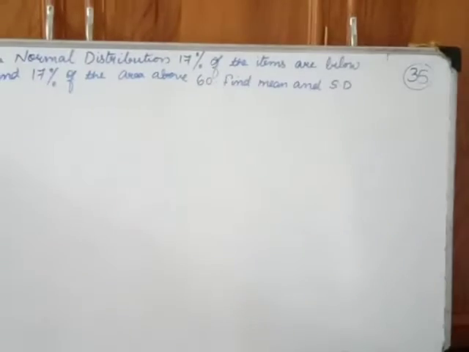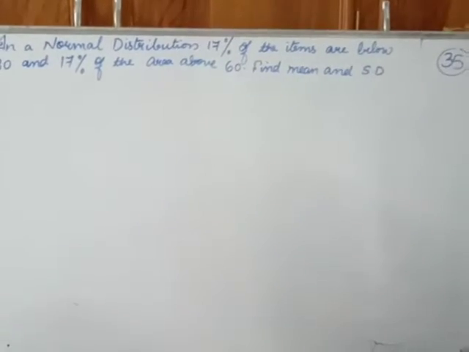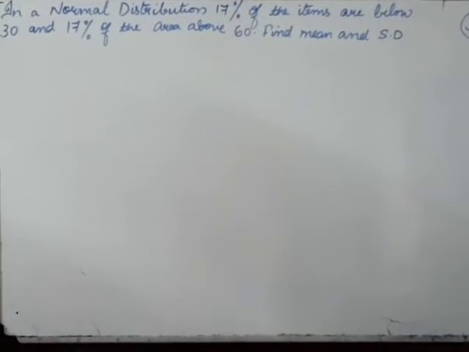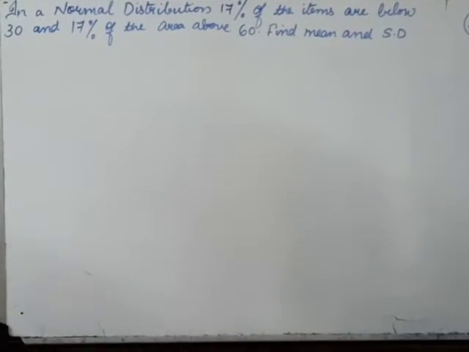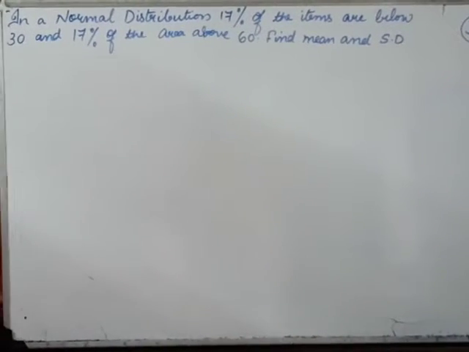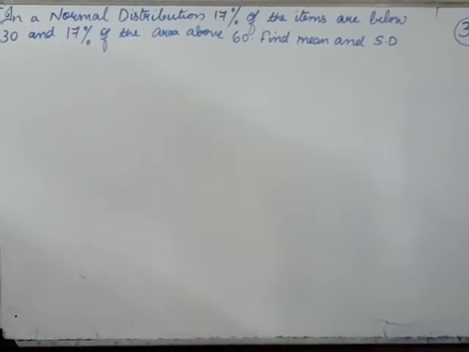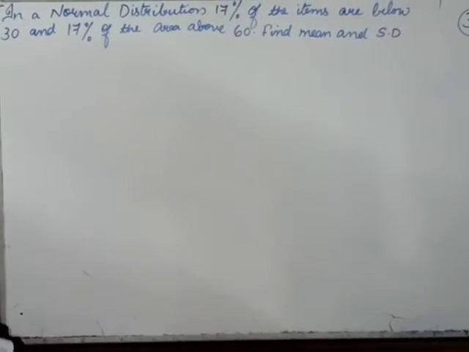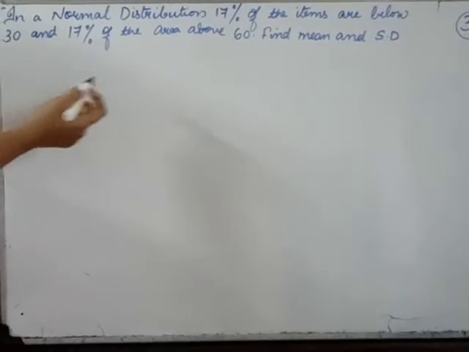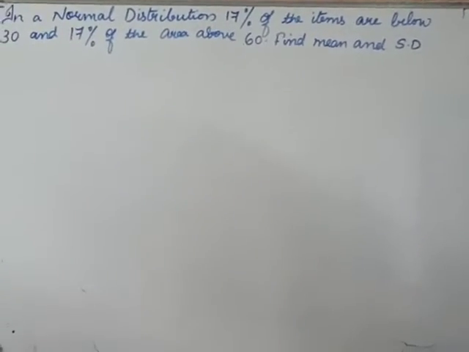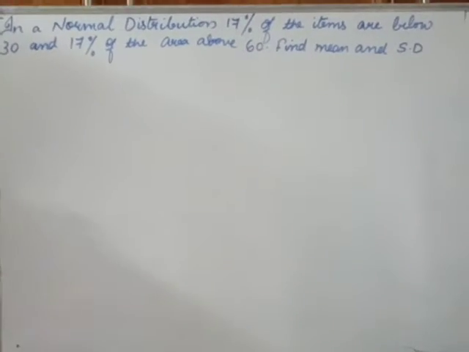This is another special case, that is, in a normal distribution 17% of items are below 30 and 17% of area above 60. That means they have already given the x value to you. First case, the 17% items are below, then the x value is 30, and for the next case, 17% of area above, the x value is 60. You have been asked to find what? Mean and standard deviation. Okay, so let's see what will be the result.